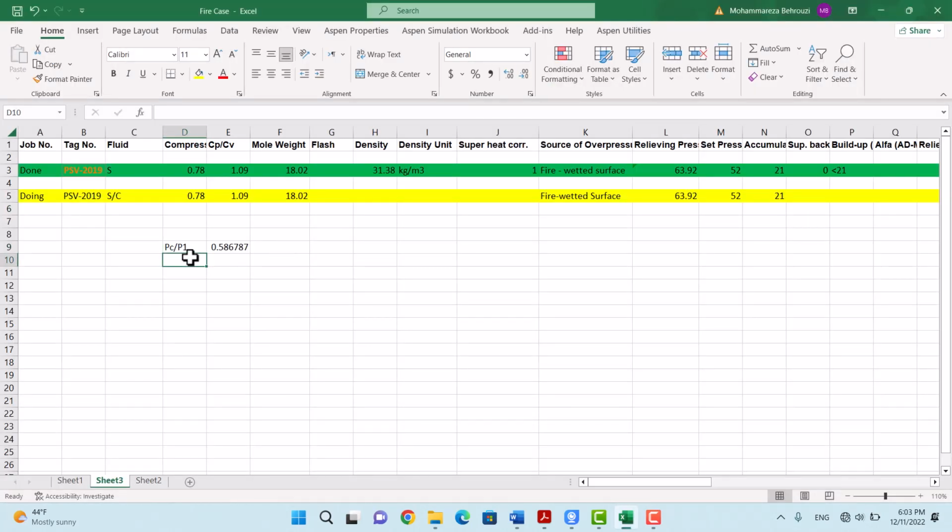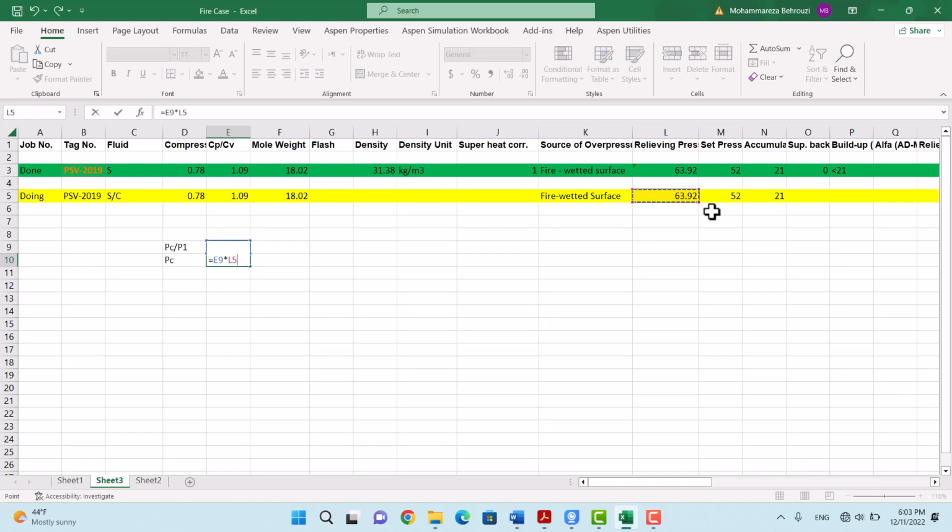So PC becomes this value. Multiply this by the relieving pressure. So the back pressure could be maximum this value. If the back pressure is more than this value, then we experience a subcritical flow. But since the back pressure is 21 and is less than this value, therefore we are in a critical flow.